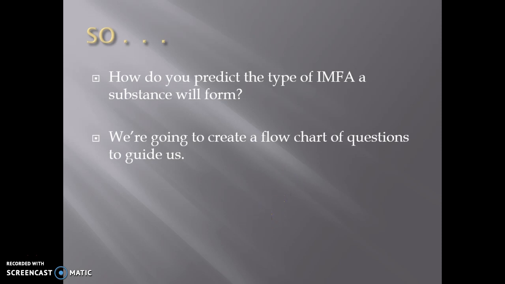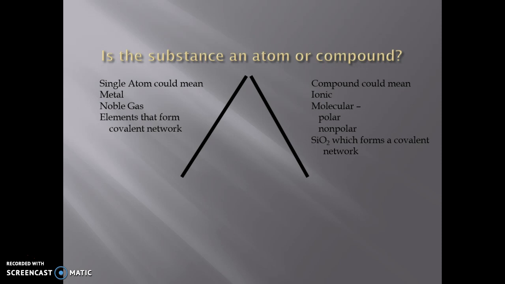So we're going to create a flow chart. At the top of the flow chart is going to be the question, is the substance an atom or is it a compound? So you've got to look at the formula and decide. If it is a single atom, that could mean we could have metallic bonding. It could be a noble gas, or another nonmetal, or an element that forms a network covalent bond, like carbon or boron.